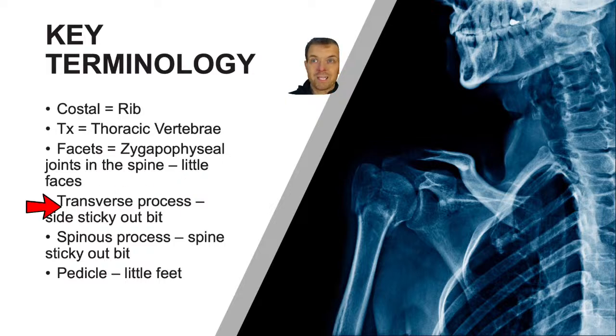Transverse processes are side sticky out bits. Spinous processes are spine sticky out bits, so they're going backwards towards you, the outside of your body. And then pedicle means little feet. Again, you'll see why certain bits of the spine are called that. We have a vertebral body, and then the pedicles come off of that, so they look like little feet coming off of the body. Cool, so those are the key bits of terminology that you need if you've never looked at this area before.